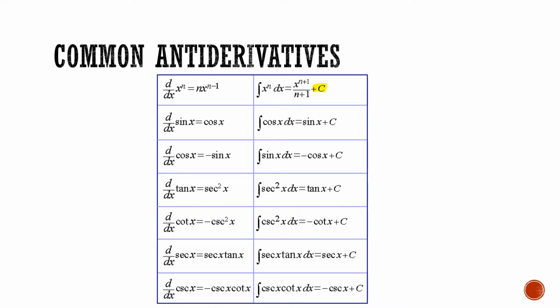Now the thing to remember here is that every single time you get an answer that has the letter C to start, your answer is going to be negative. So if it's cosine, then you'll say negative cosine plus C. If it's cotangent, then you'll say negative cotangent plus C. And if it's cosecant, then you say negative cosecant plus C.